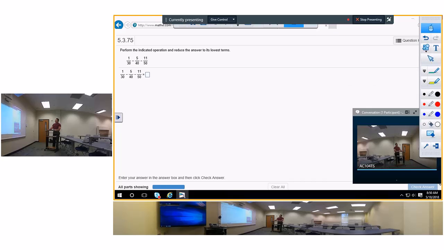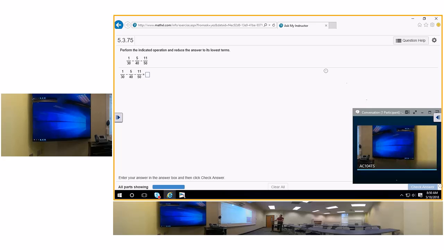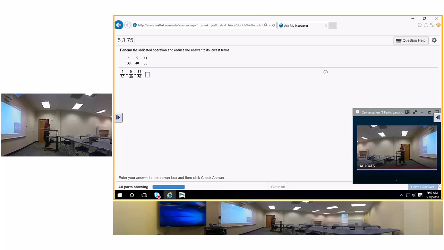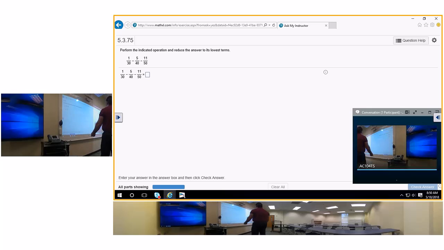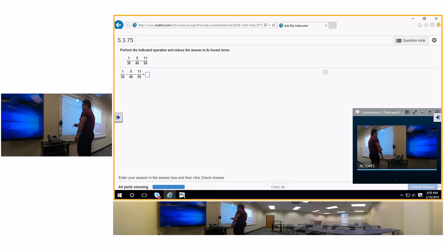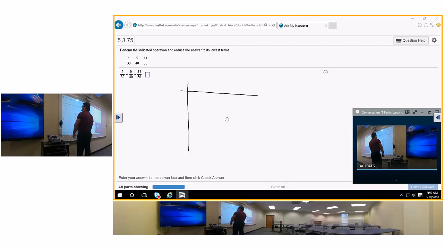And it says, let me get this thing out of here. There we go. It says 1 over 30 minus 5 over 40 minus 11 over 50. Well, the first thing you got to have is a common denominator, so you got to find your least common multiple. So I go to my handy dandy least common multiple grid, and I put those 3 numbers, 30, 40, and 50.